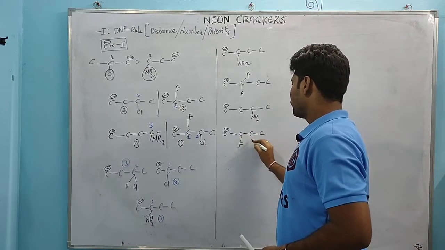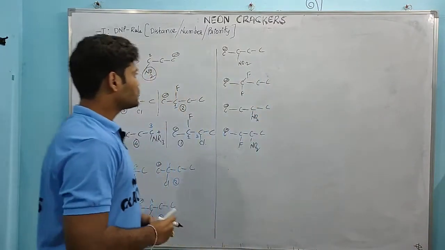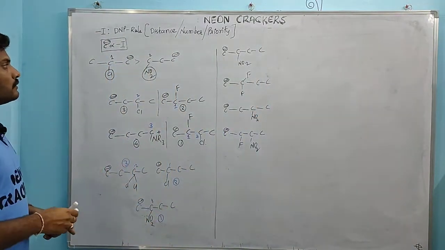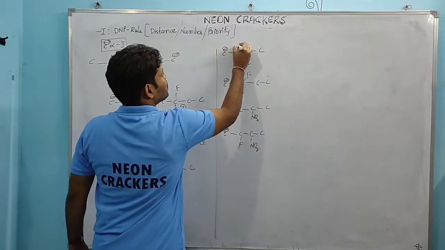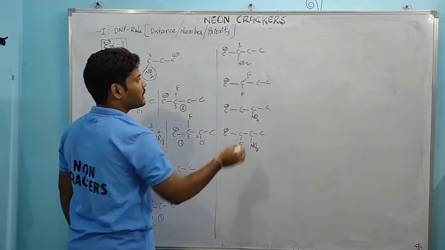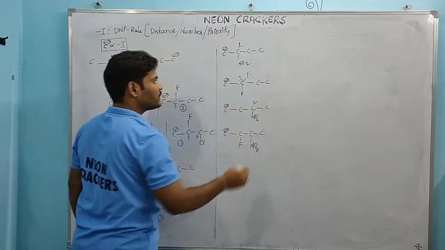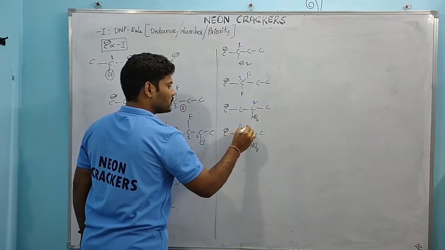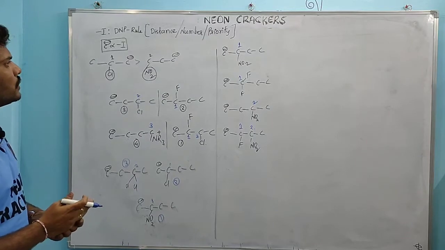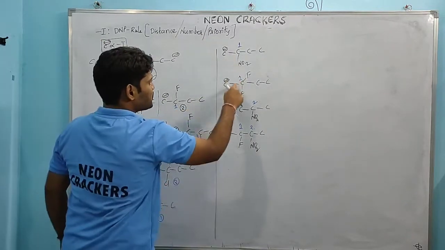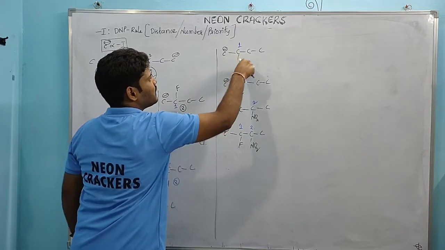So here fluoro, here NO2. Now find out the order of this stability. First, the first carbon has a branch. Use the DNP rule: first carbon, first carbon, first carbon. The first one has only one minus I.